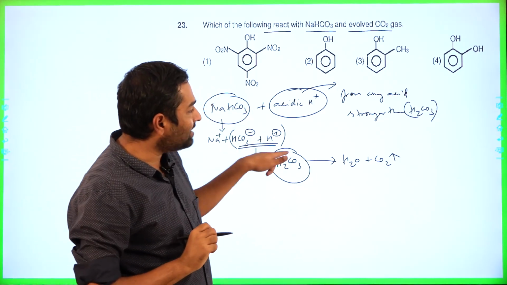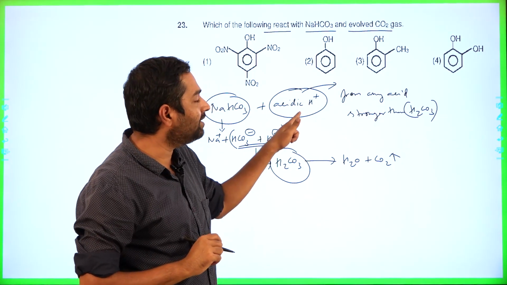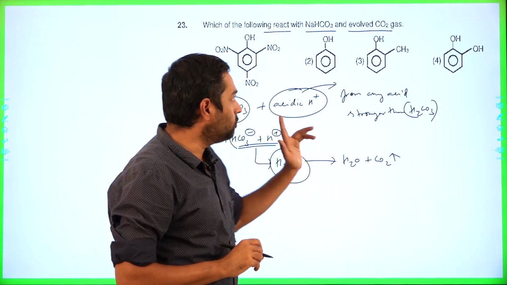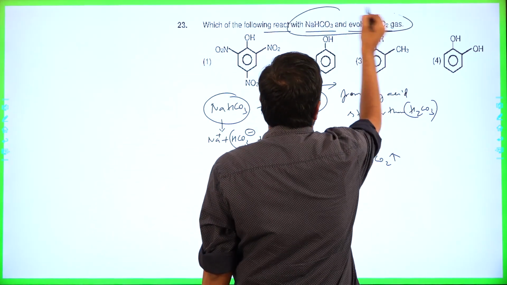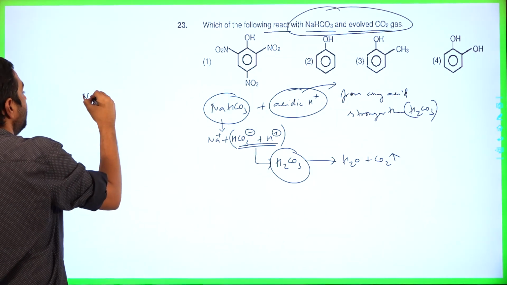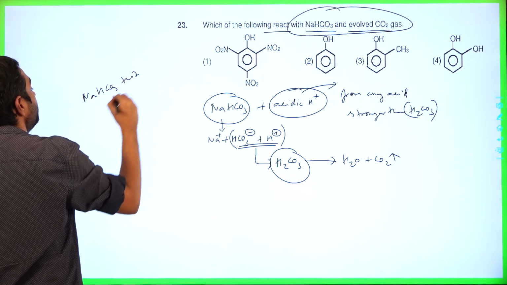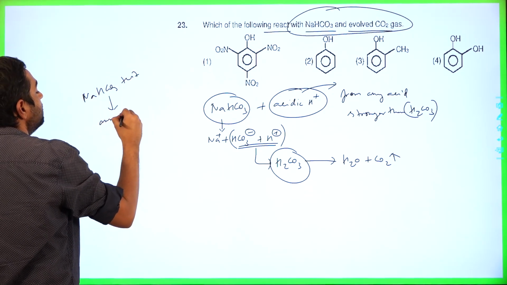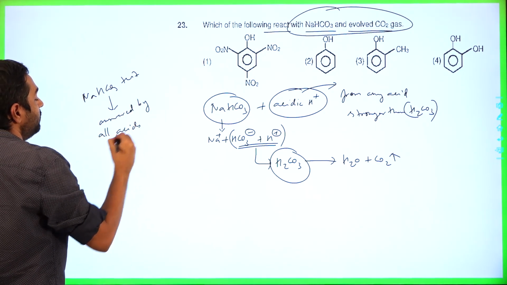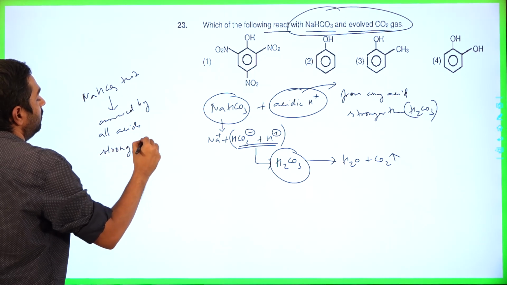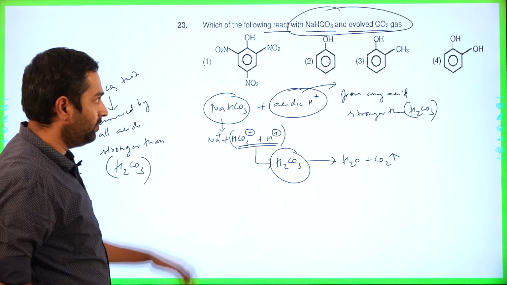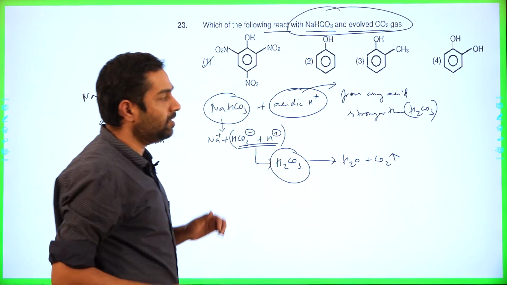That means if the acid in question in original case, from where the acidic hydrogen is removed, is weaker than H2CO3, it cannot do this reaction. So this test is answered by any acid which is stronger than H2CO3. So the NaHCO3 test is answered by all acids stronger than H2CO3. That is the basic idea. Obviously, this is going to be one which will be certainly answering them.